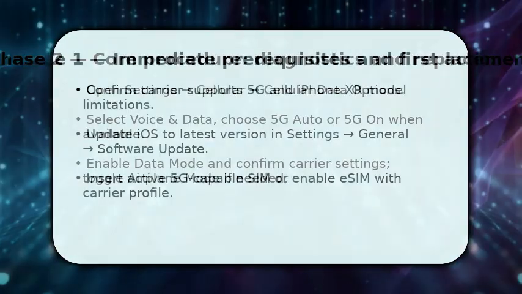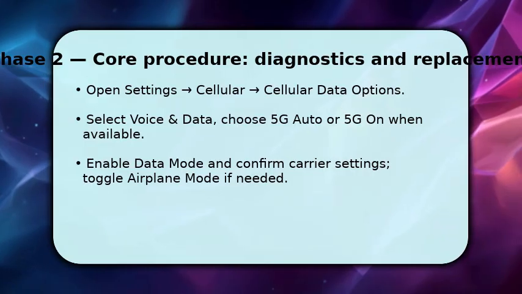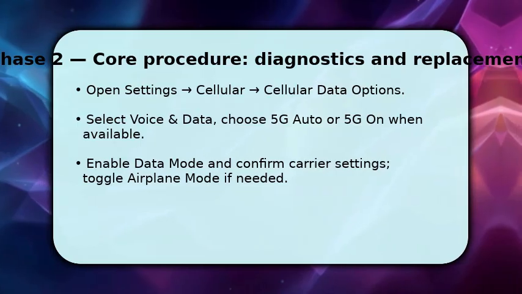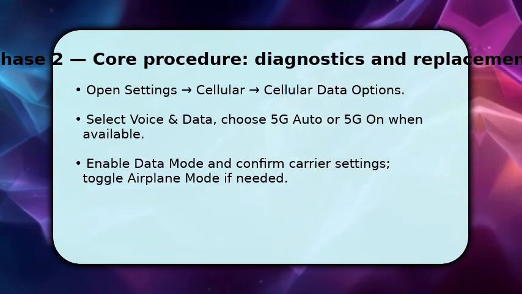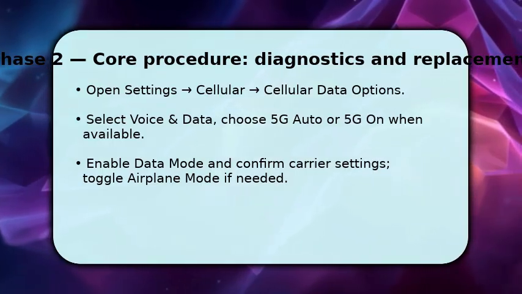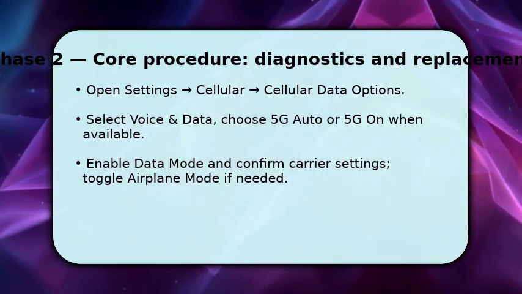You open Settings, go to Cellular, then Cellular Data Options. This is where you control 5G behavior. Choose Voice and Data and pick 5G Auto for battery smart use, or 5G On to prefer 5G when available. Once chosen, set data mode to standard or higher performance to permit 5G speeds.